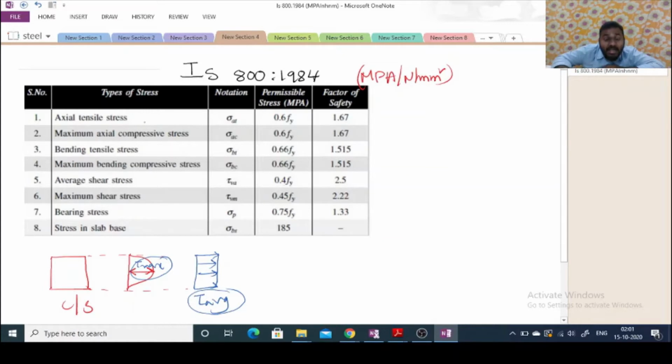And one more thing, if you observe here, for axial tension or compression the permissible stress is 60% of Fy, and for bending tension or compression it is 66%. It means in bending the permissible stress is somewhat greater in comparison with the axial case. The reason is the axial stress. If you see the axial stress for any cross section, it varies uniformly throughout the depth, like this.